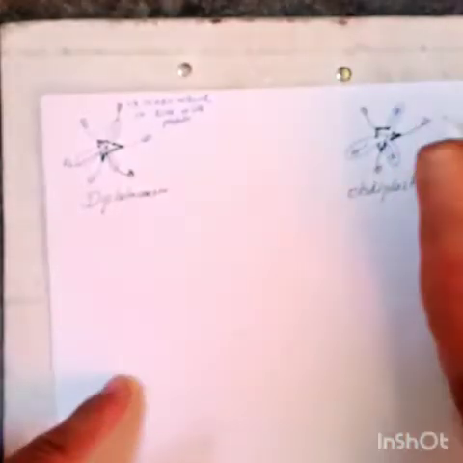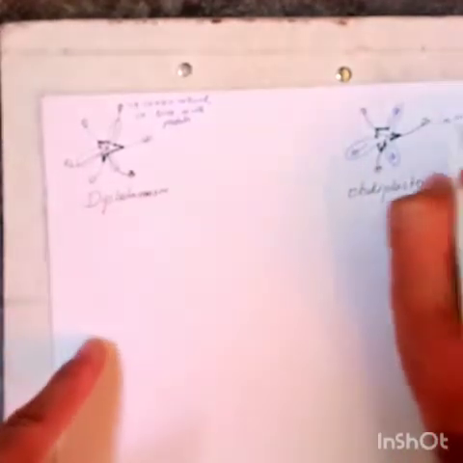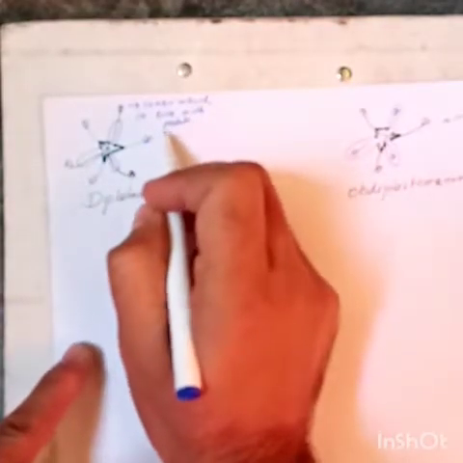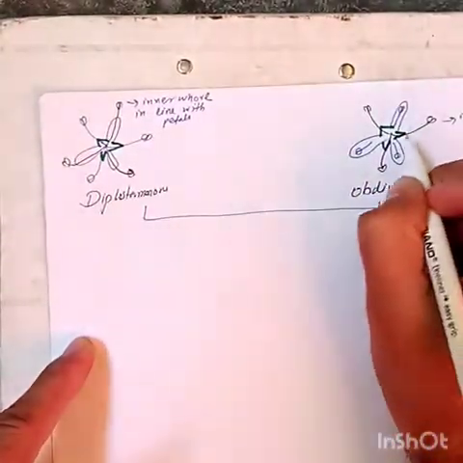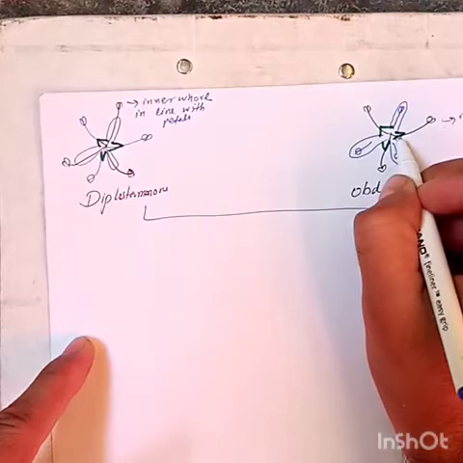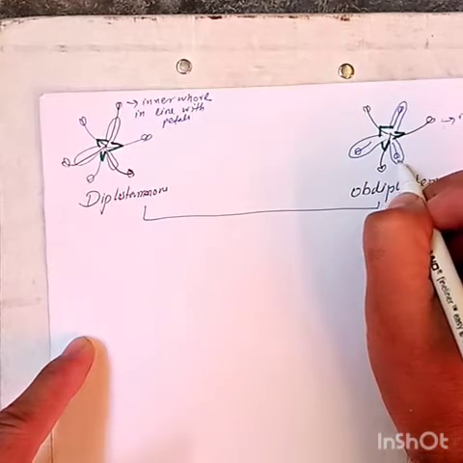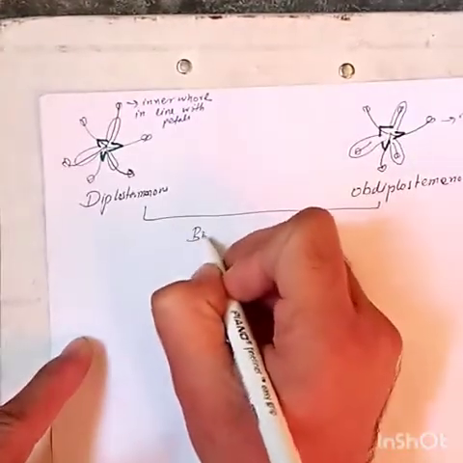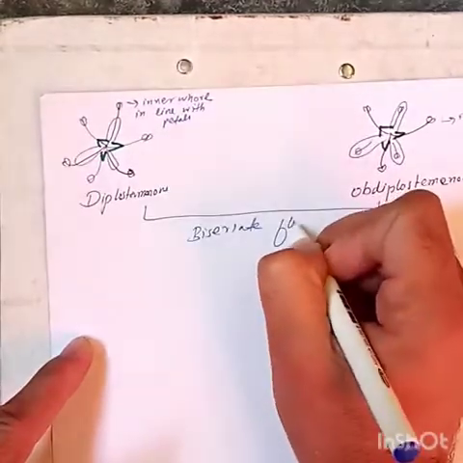The black one is the inner whorl. The inner whorl is in line with the sepal, while in the previous case the inner whorl was in line with the petals. So these two are opposite of each other. Here the inner whorl is in front of sepals, while the outer whorl is in front of the petals, and these are found in biseriate flowers.